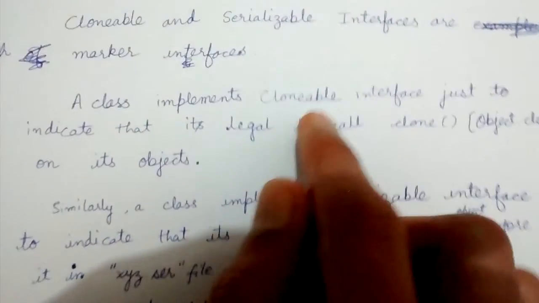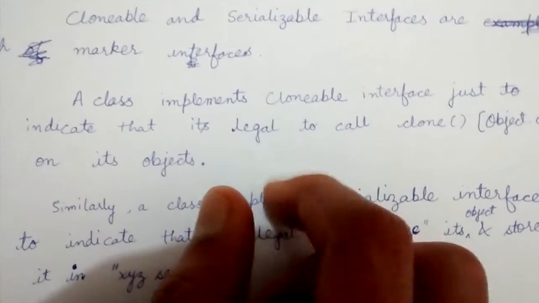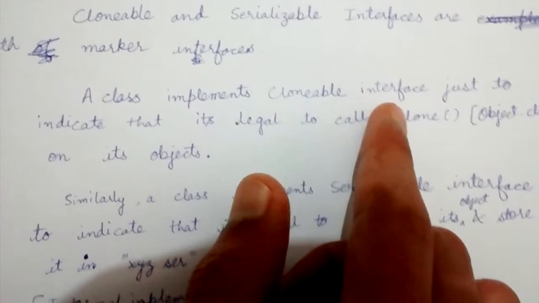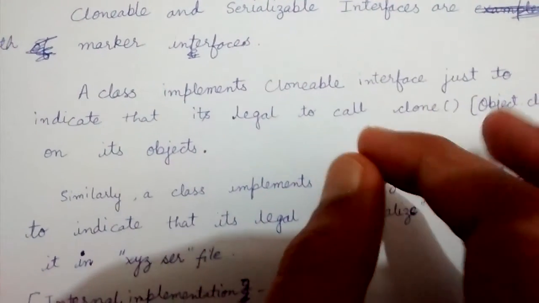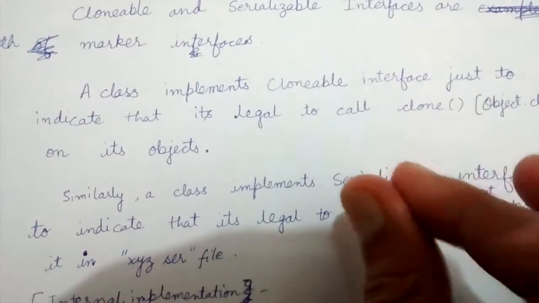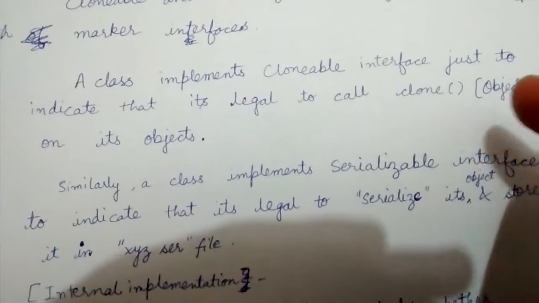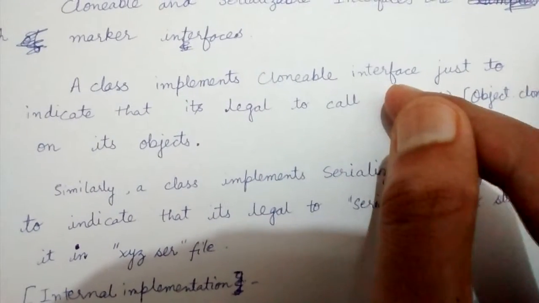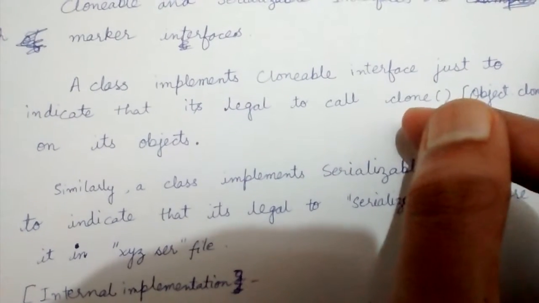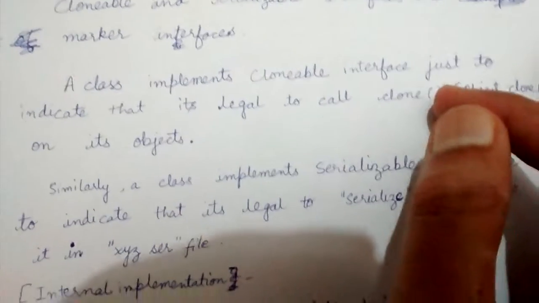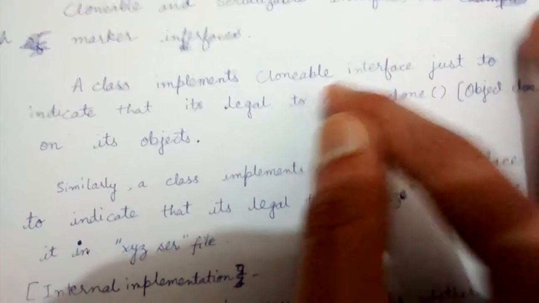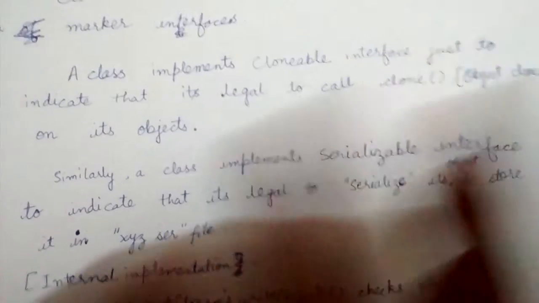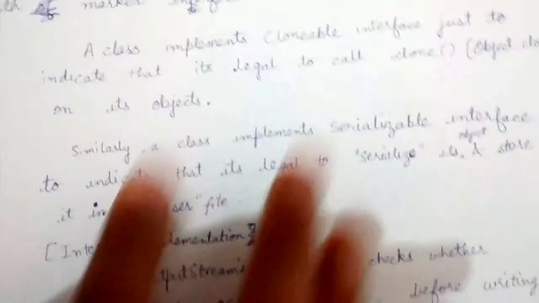It's empty. If you open the Cloneable interface in the Java library, it's completely empty. It just indicates that for one who implements the Cloneable interface on his objects, clone can be called. So if Employee implements the Cloneable interface, we can write Employee e.clone(). Okay, I think you got the point here.